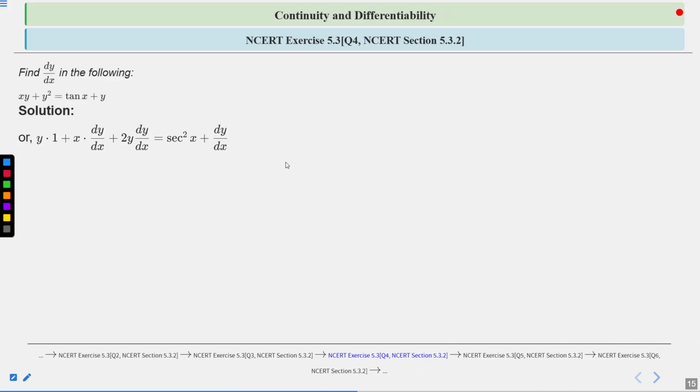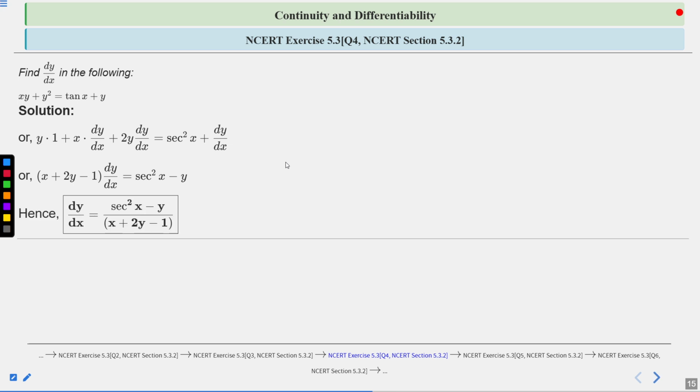So this will be y into 1 plus x times dy by dx plus 2y dy by dx equal to sec square x plus dy by dx, right? Or (x plus 2y minus 1) into dy by dx will be equal to sec square x minus y. Hence dy by dx will be equal to sec square x minus y upon x plus 2y minus 1. Okay, let's move to our next question.